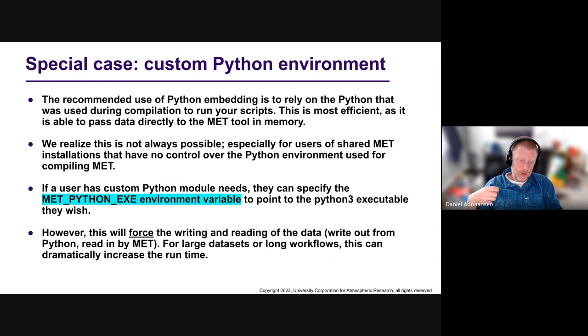So in that case, what you want to do is set this environment variable highlighted here in the third bullet called MET_PYTHON_EXE. You can set this to the value of the Python 3 executable that you need to run your Python embedding script. This isn't really recommended. The best case is that you're able to get all the Python modules you need in the version of Python that MET was compiled with.